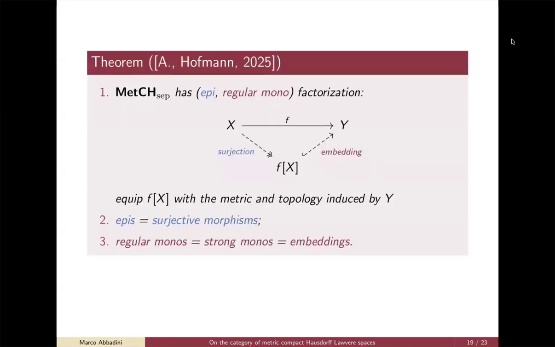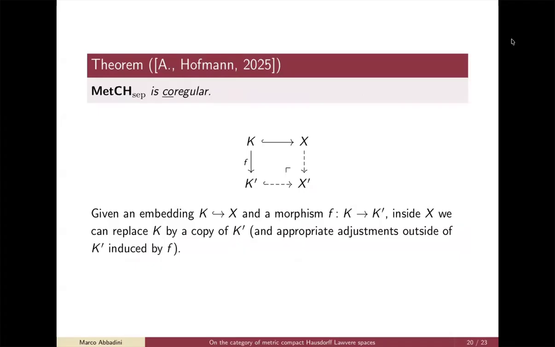What does this Barr-coexactness mean in concrete terms? I'll have a few slides about this, so let's proceed in steps. This category has an epi-regular mono factorization, where epis are surjective morphisms and regular monos are embeddings. This factorization essentially just keeps the image of a morphism with the subspace topology and subspace metric. And moreover, this factorization is stable under pushouts, so it's quite well behaved.